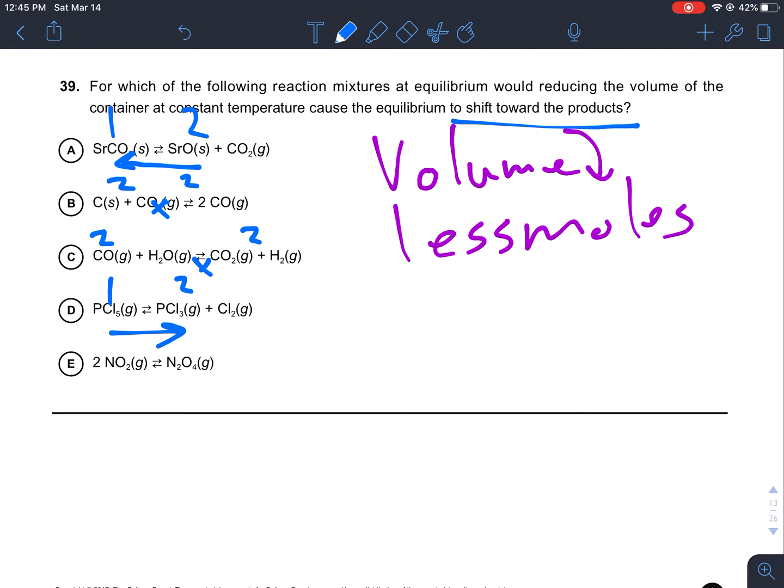So notice, oh, shoot. Never mind. Sorry. It's going this way. We're decreasing the volume. Sorry, I lost myself for a second. And then this last one, you have 2 moles on this side and 1 mole on this side. It's going to want to go to the right because now you're finally going lower. You're going to the side with less moles. And if you're decreasing your volume, you're trying to get the one that has less moles. The answer is E. Okay?